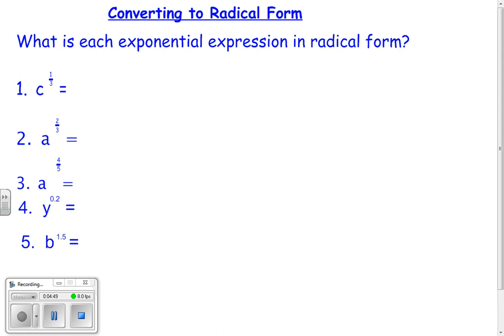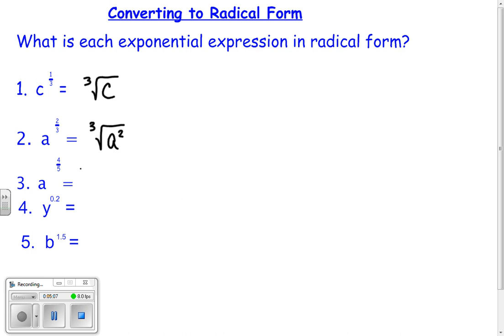So in letter C, C to the 1/3 is the cubed root of C to the 1st, which is just C. The 3 stays out, the 1 goes in. In number 2, a to the 2/3 is really the cubed root of a squared.